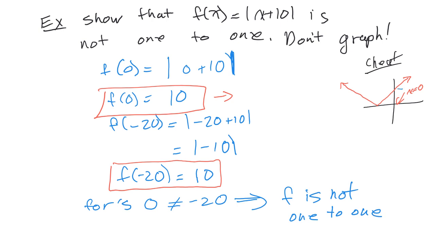i.e., when we took these 2 points going across here, for x is 0 and x is negative 20, basically they're not the same number, so because of that it fails the horizontal line test.